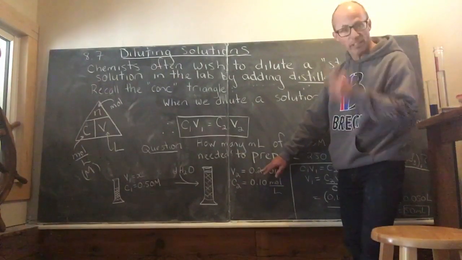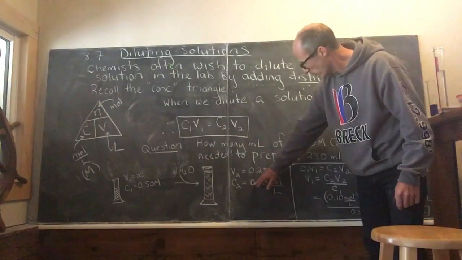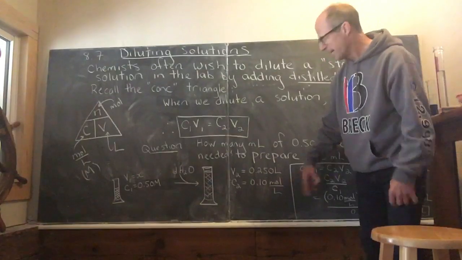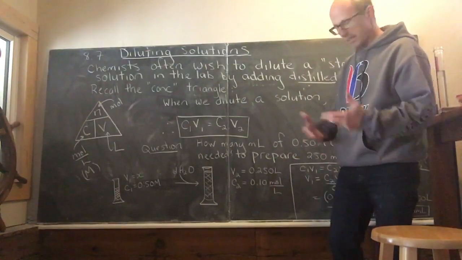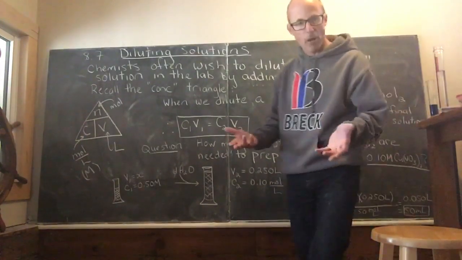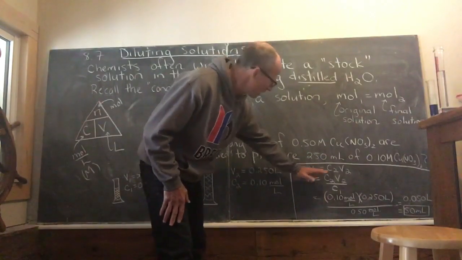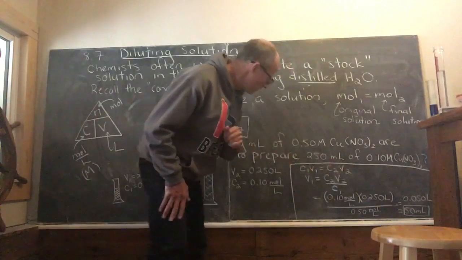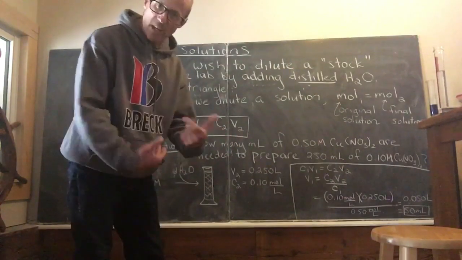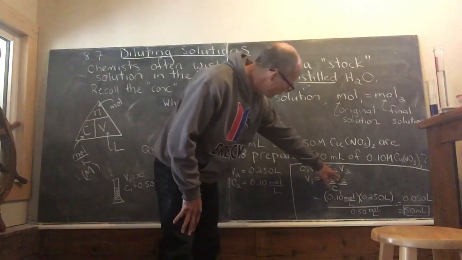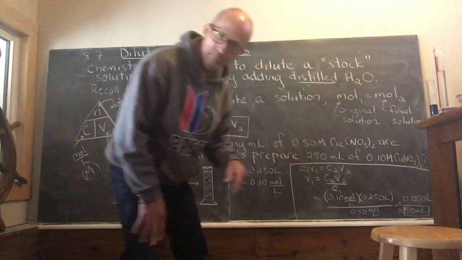Let's convert that to liters. And we know our final molarity is 0.1 moles per liter, or big M. Now we do the math. It's very easy if you think about it, because we have our equation. C1V1 is equal to C2V2. If we rearrange that equation, then we get V1 is equal to C2V2 over C1.